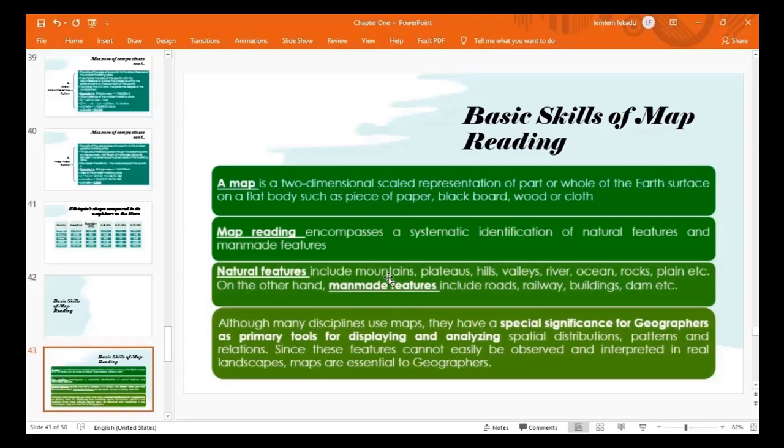So maps can be used as primary tools for displaying and analyzing spatial distributions, patterns, and relationships. Since these features cannot be easily observed and interpreted in a real landscape, maps are very essential to geographers.